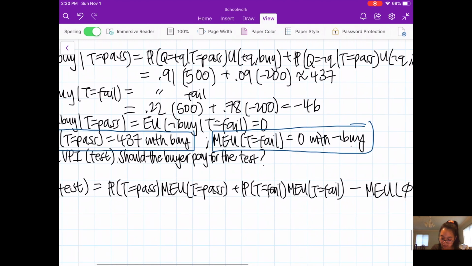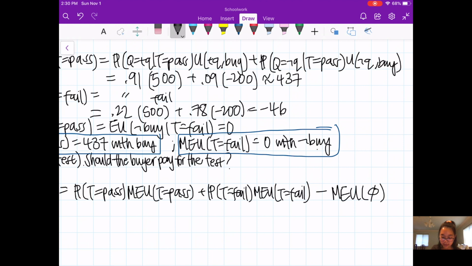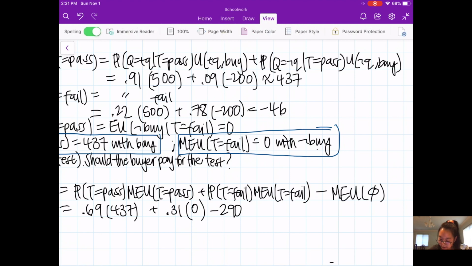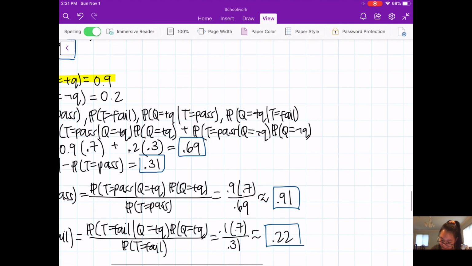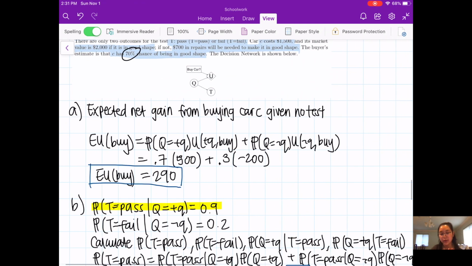So if we take all the values we originally had, there was a probability of 0.69 of the test passing, and that will be multiplied by 437 with the buy, and then for failing it is 0.31 times 0, and then we will be subtracting 290, because if we scroll back up to part A, the maximum expected utility of just buying without knowing anything but the test was 290. So that is where we're getting this value from.